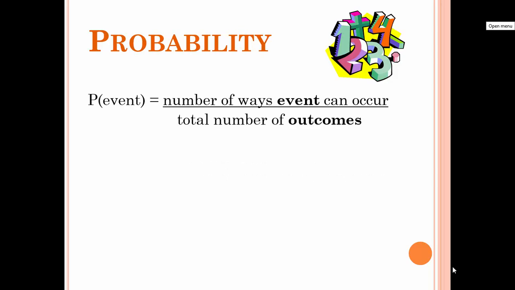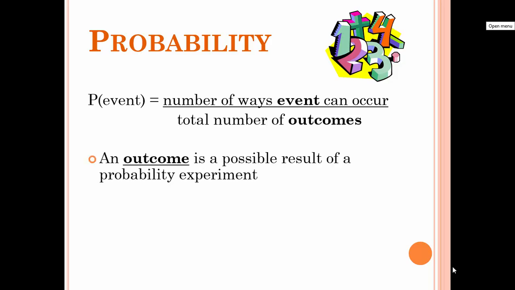Here we're using the same idea. The probability of the event is equal to the number of ways the event can occur over the total number of outcomes. Example. I got ahead of myself. We're not doing an example yet. We're going to define those words there.